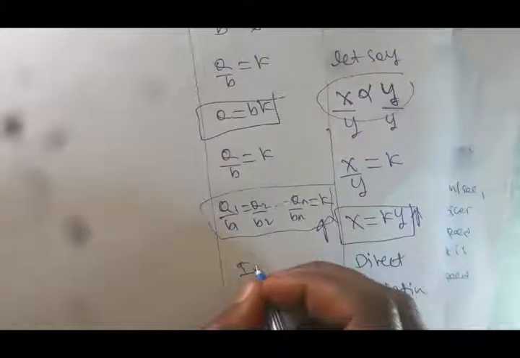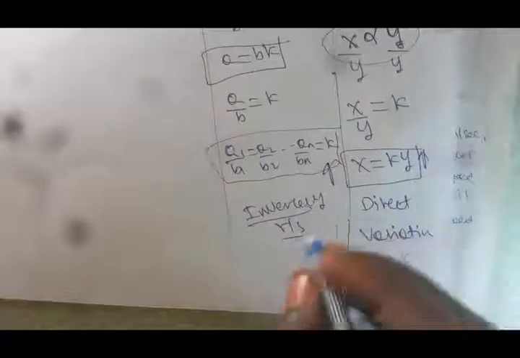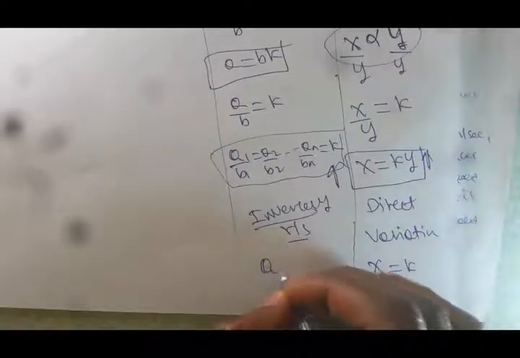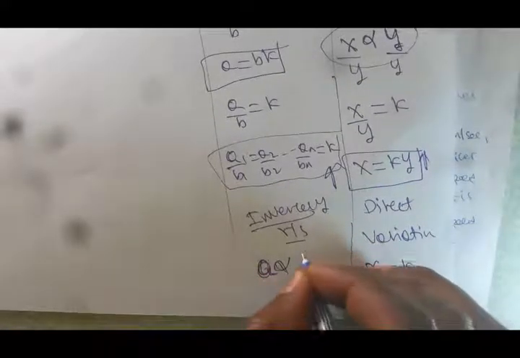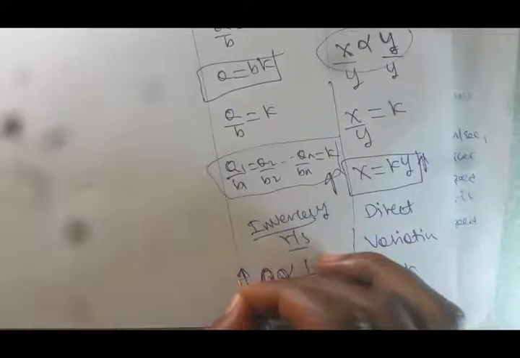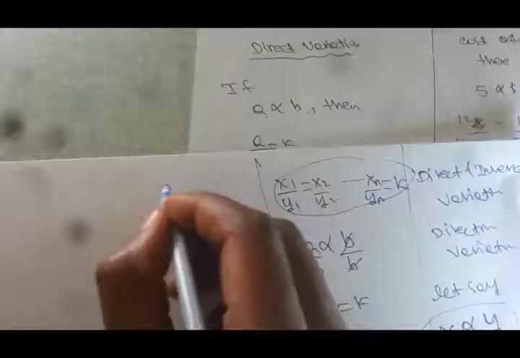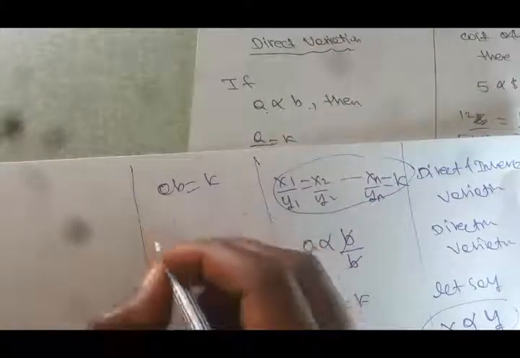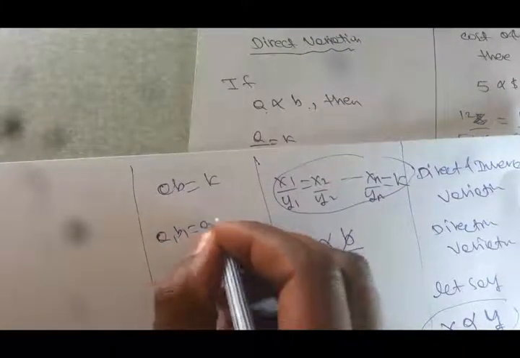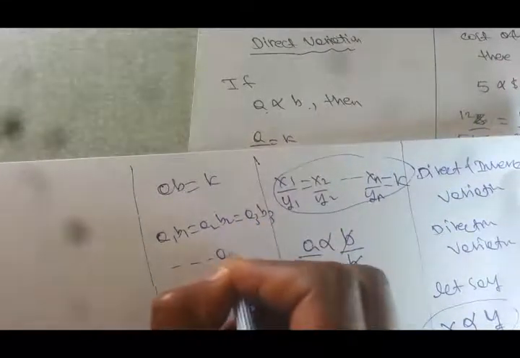And let's talk about the inverse relationship. When a is inversely related to b, mathematically it is written as a is inversely proportional to 1 over b. When a increases, b will decrease. Therefore, cross-multiplying, ab is equal to k. This is our function. If you have more than one situation, a1 b1 is equal to a2 b2, is equal to a3 b3, up to an bn, which gives us k.